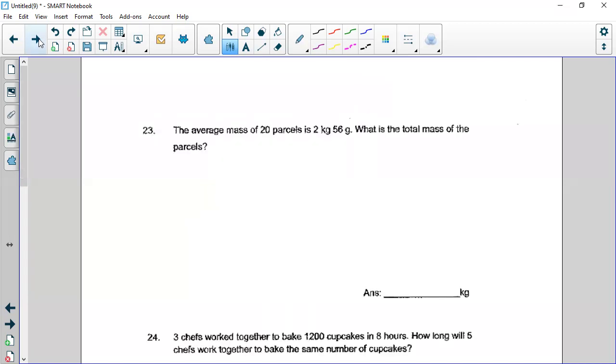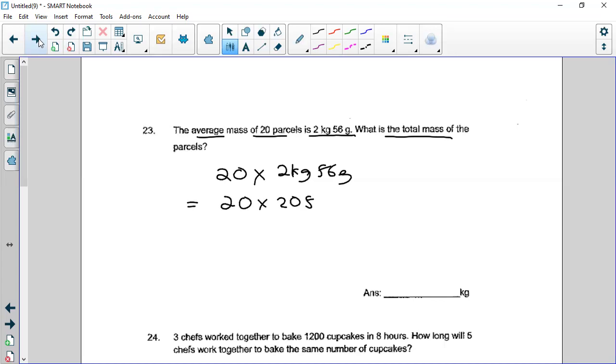Question 23. The average mass of 20 parcels is 2 kilogram and 56 gram. What is the total mass? Now, to find the total mass, how do you find? You take all the parcels, and you times the average, which is 2 kilogram and 56 grams, but you can't multiply because it's kilogram and grams. So change the kilogram and grams into what? 2056 grams.